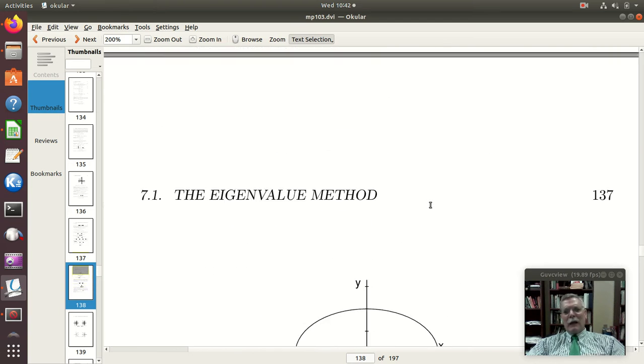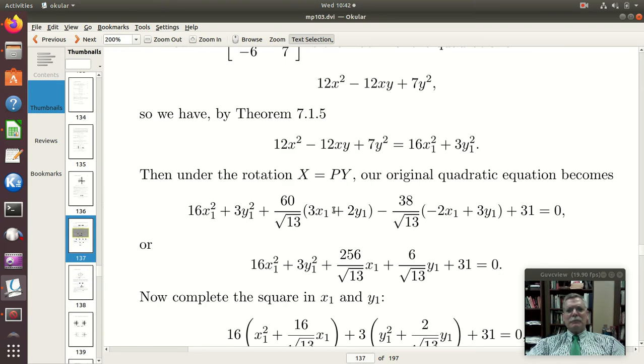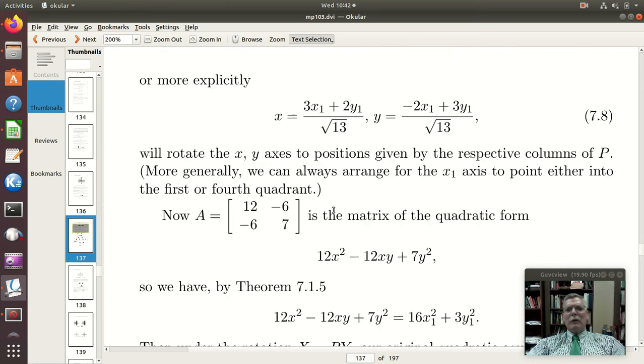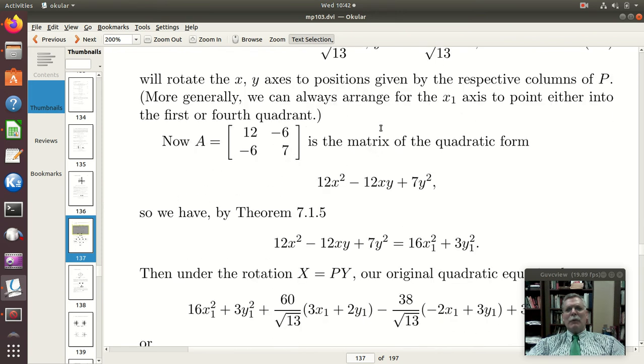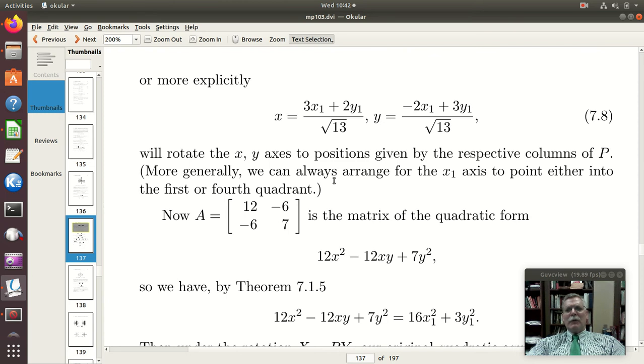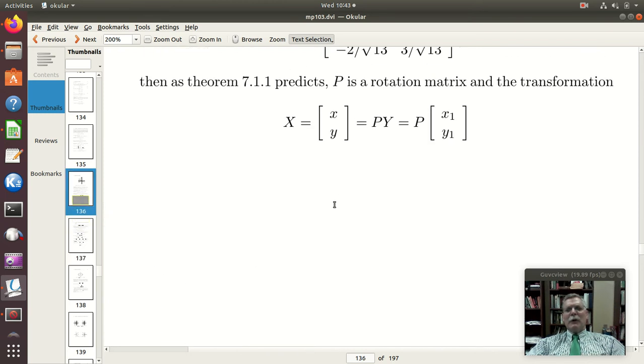So let's go back, find out where they had that. Somewhere up here. Okay, so here they have x equals 3x1 plus 2y1 and so forth, and y equals this. They got that from x equals py.